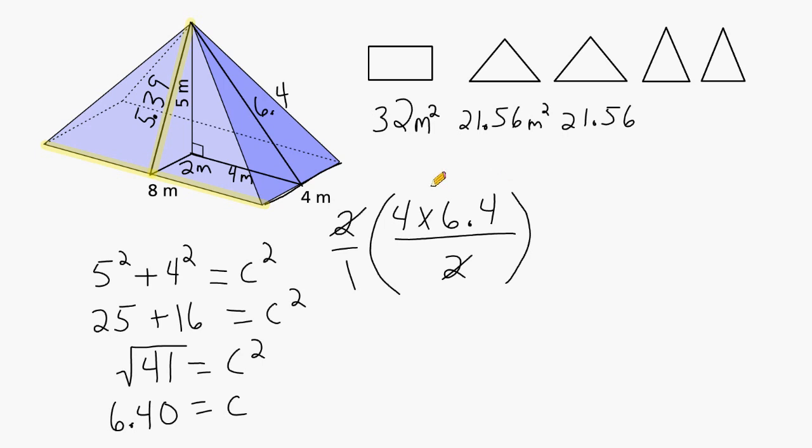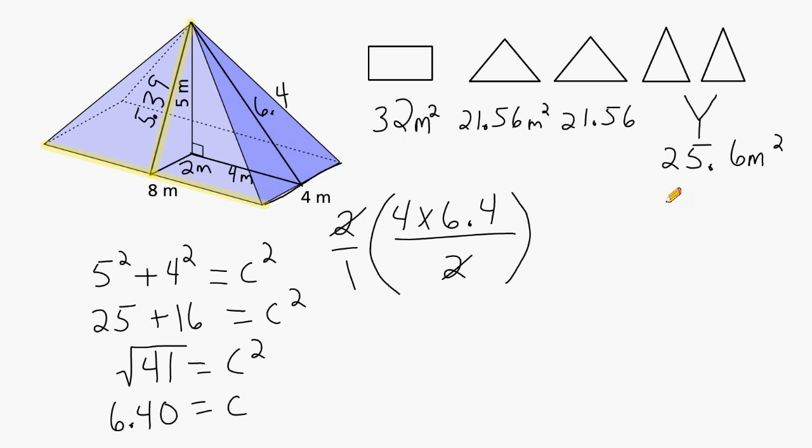Now, when I multiply anything by 4, I just like to take that number and double it twice because that's the same thing as multiplying by 4. So if I double 6.4, that would be 12.8. And if I double 12.8, that would be 25.6. So the combined area of both of these triangles right here is 25.6 square meters. So if the combined area of these two triangular surfaces is 25.6 square meters, that just means that the area of each individual triangular face would be 12.8 square meters.